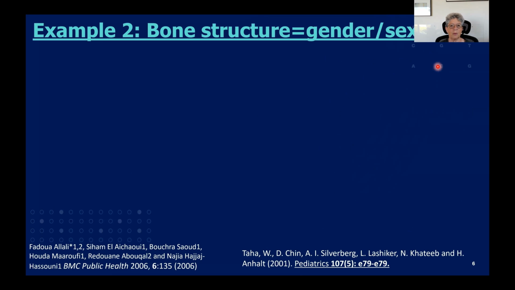In the second example, bone structure equals gender sex. We normally think of bone structure as something that's, again, pure sex, pure biology. But I want to remind you, for those who don't know this or have forgotten it, that our bone turns over 100% about every 10 years. So it's always growing and remodeling within the context of the culture and the behaviors we're engaging in.